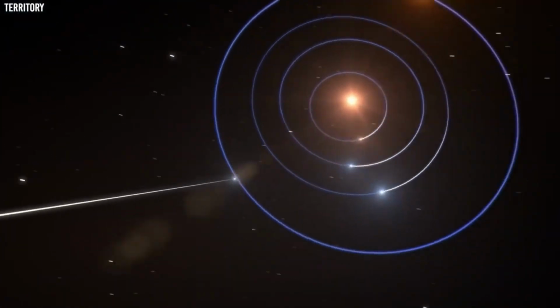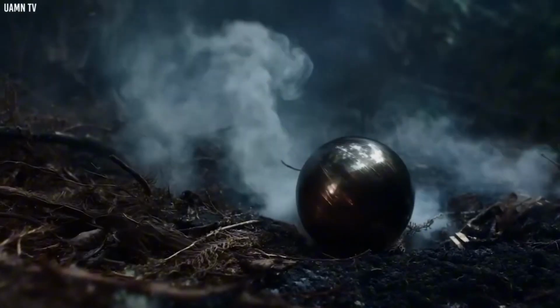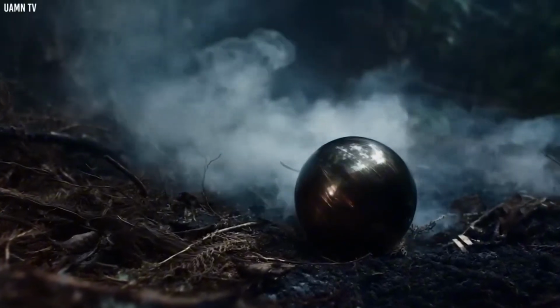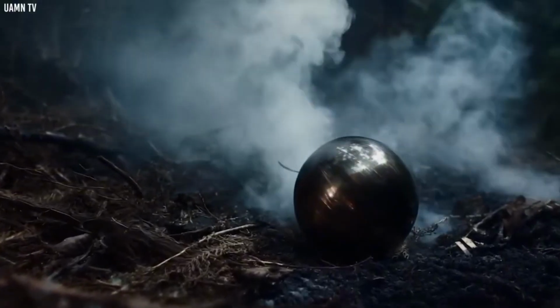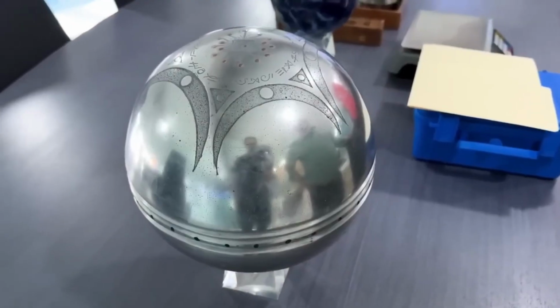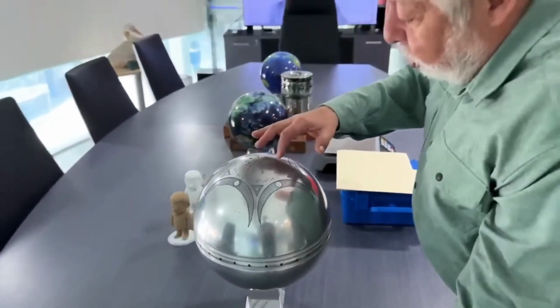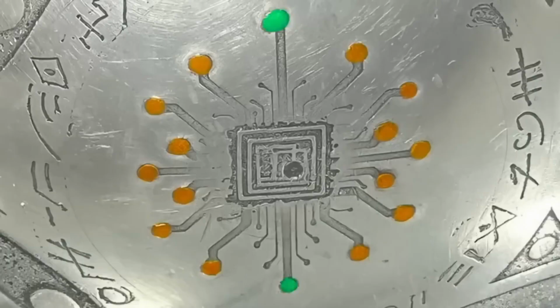The oddities didn't stop there. Within the coma, the diffuse veil of gas and dust surrounding the comet, nickel was detected without any accompanying iron. This is highly unusual. In nature, nickel and iron are formed together in stellar processes and nearly always appear together in cometary material. The absence of iron raises profound questions, alongside Atlas's bizarre light-reflecting behavior.